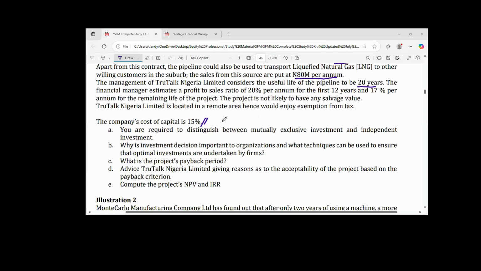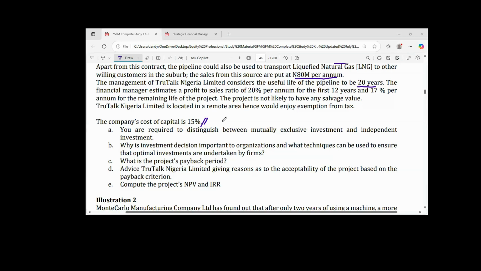Diamond, in requirement A, you are to distinguish between mutually exclusive investments and independent investments. This is 3 marks, and there is a bonus one for that matter. But if you don't know, you don't know, no matter how simple it is. So you have to explain what is a mutually exclusive investment, then what is an independent investment. To answer this, of course, we have done this when I was explaining the concept of NPV.